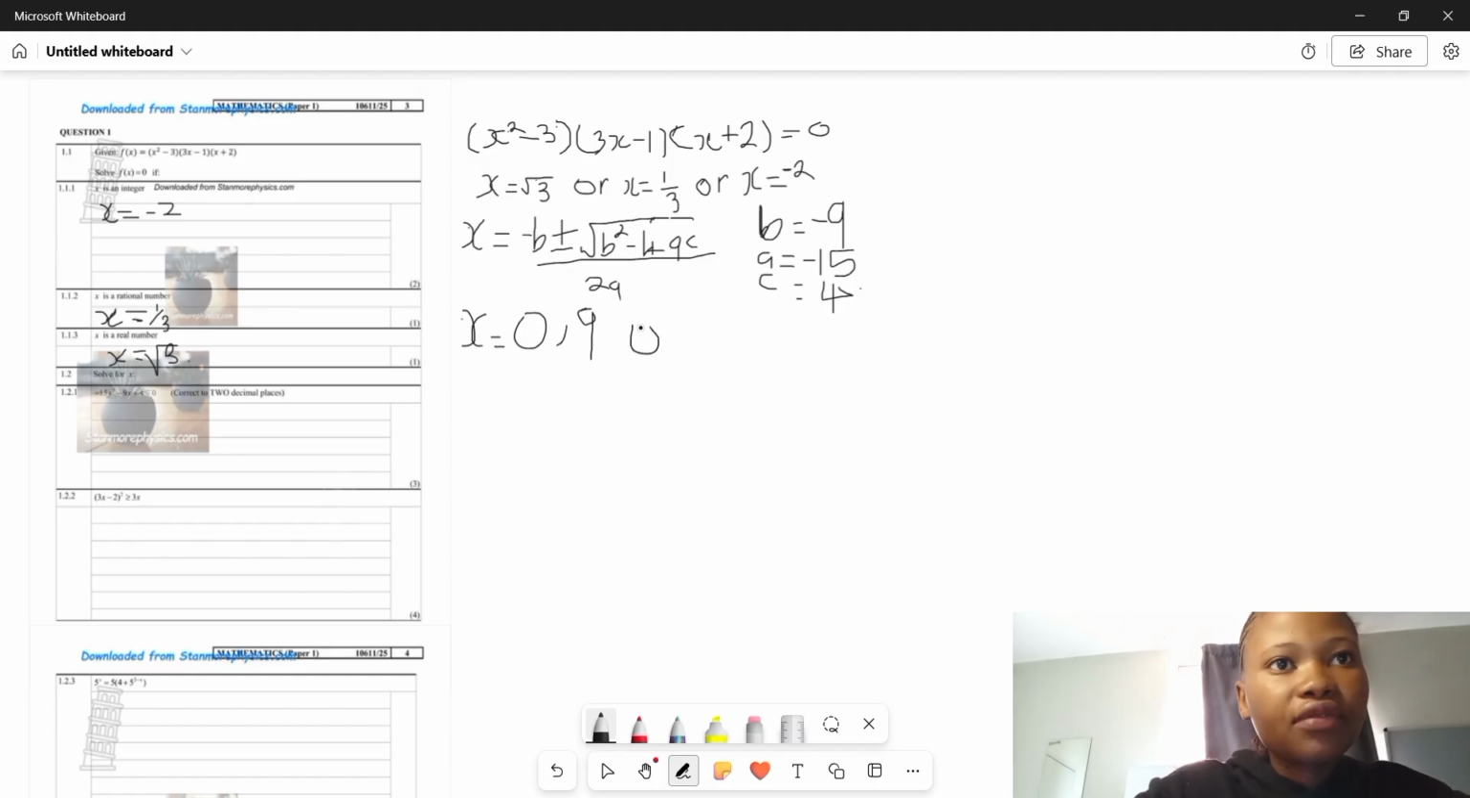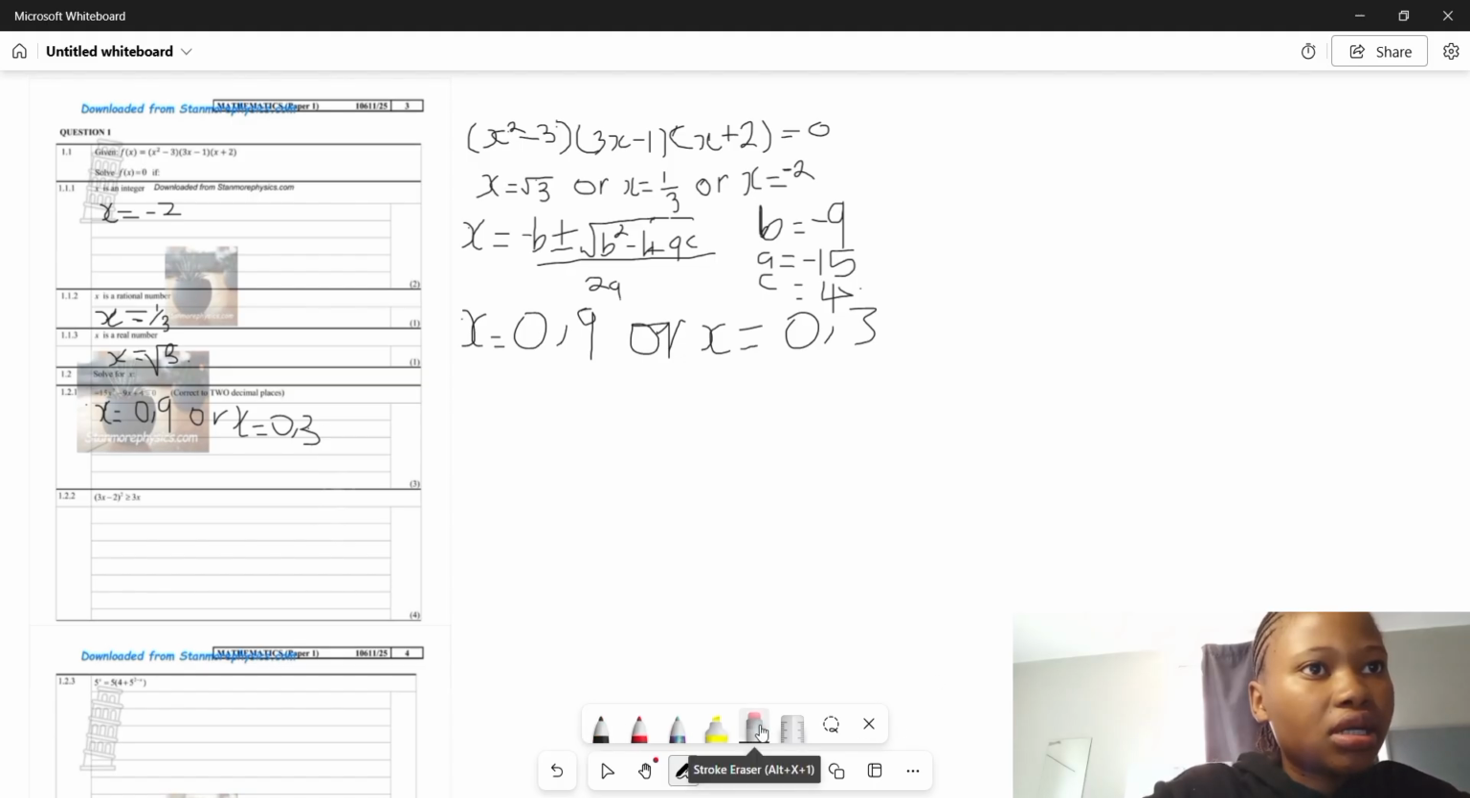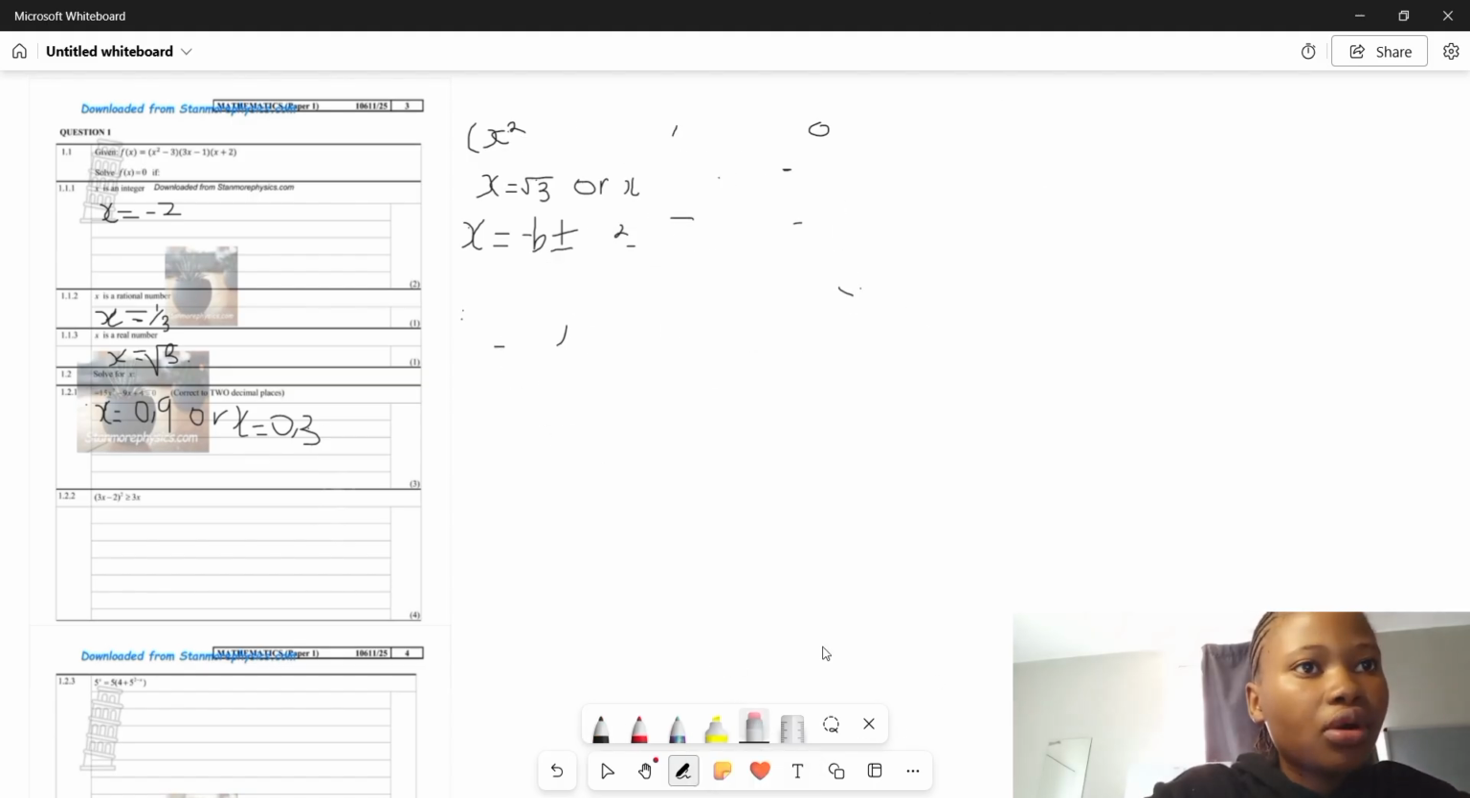We are going to substitute everything inside of our equation, and we are given the solutions as they are. So now that is our solution. Let's just write it over there. x is equal to 0.3.